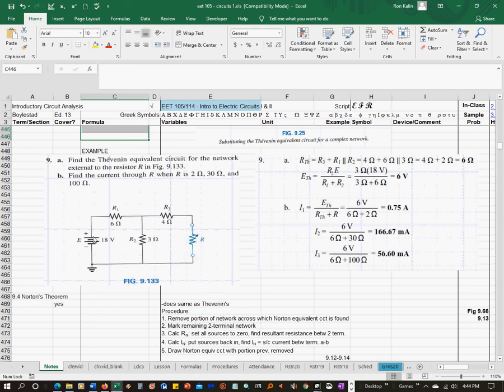So you short out this E, and then this E becomes a short. So then R1 and R2 are in parallel, and they're both in series with R3. So you find R1 in parallel with R2, which is 6 in parallel with a 3, which ends up being 6 times 3 divided by 6 plus 3, which equals 2. Add it to the 4, you get 6 ohms. So that's how you find R Thevenin.